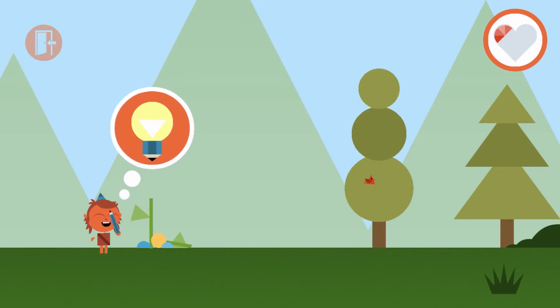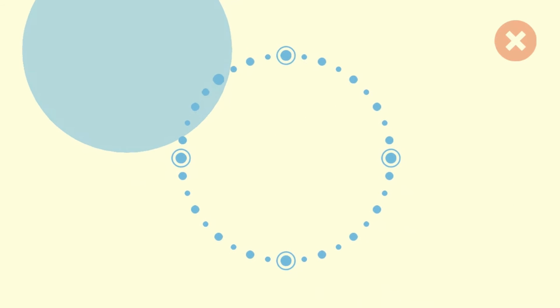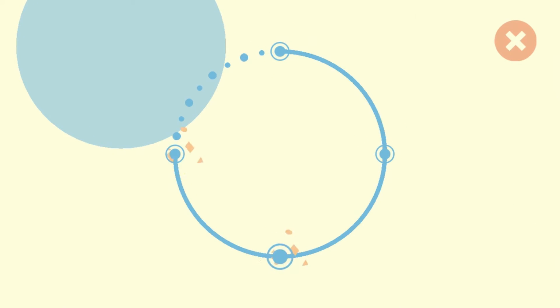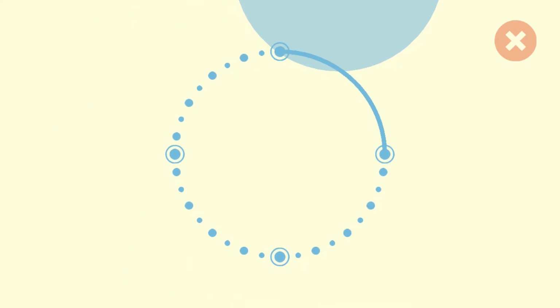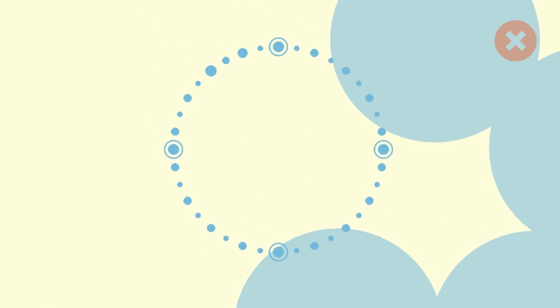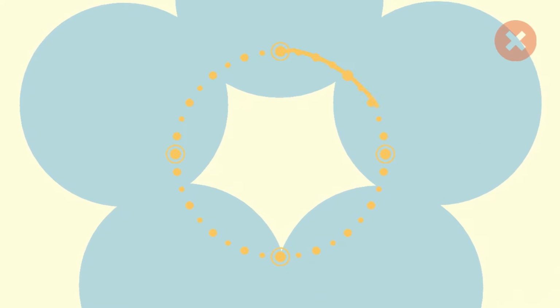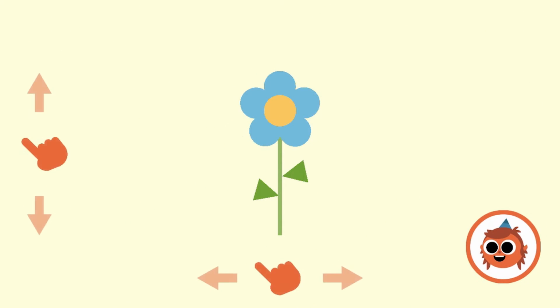Let's see what shapes we need to fix this one. Okay, we're starting with a blue circle. And two, another blue circle. Three. Four. And five. One final circle in the middle, and I think we'll have finished this flower. There, it's a daisy.